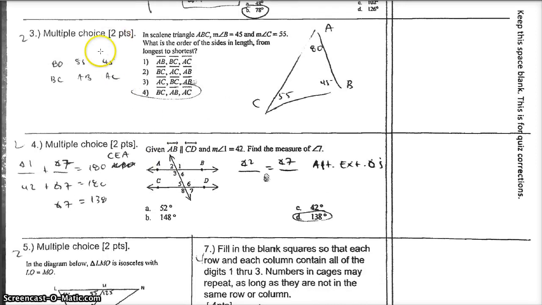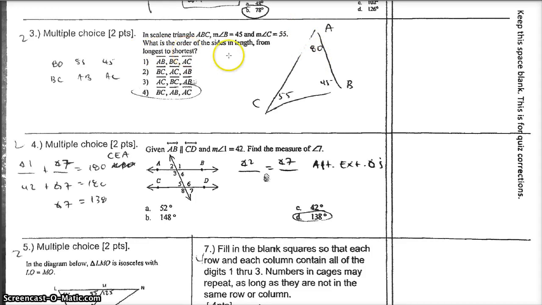Question number 3, multiple choice. In the scalene triangle ABC, the measure of angle B is 45, the measure of angle C is 55. What is the order of the sides in length from longest to shortest? So in this case, we're talking about triangle inequality. The angles in this case will tell us about the sides. Notice I only have 2 angles, and to find the third angle I would have to use triangle sum theorem and get angle A to be 80.